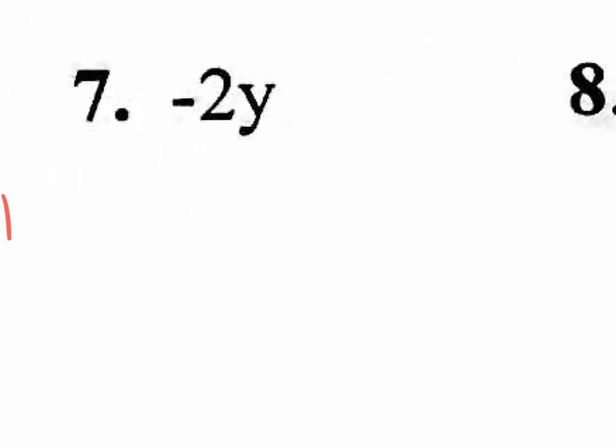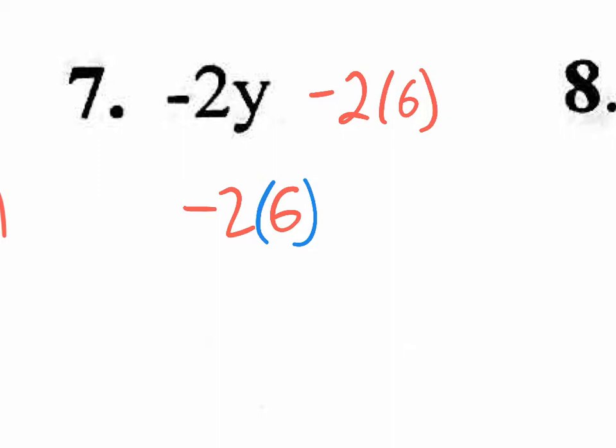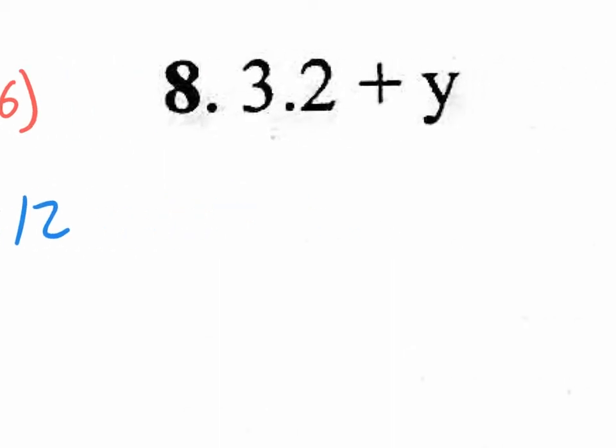Too easy. 7, negative 2 times y. Instead of negative 2 times y, what do we have? Negative 2 times 6. Now, notice I'm putting them in parentheses because if I just put negative 2 and 6 and I sneeze and I look at it, it looks like negative 26, right? Again, I put parentheses just to remind me that I'm multiplying. The answer is negative 12. And last one, 3.2 plus y, but instead of 3.2 plus y, we have 3.2 plus 6, which is 9.2.